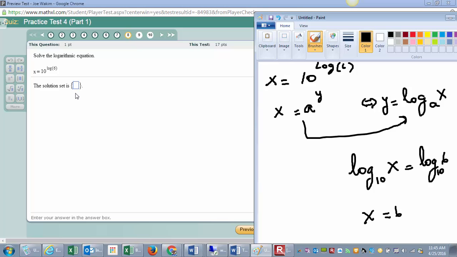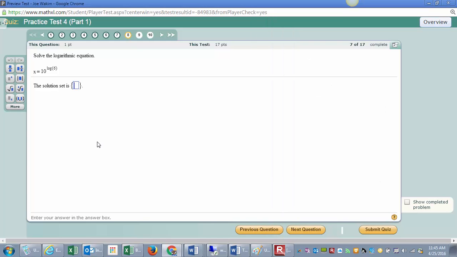So the solution set is, we have to put 6. The solution set is the set of elements, so we don't put x equals 6 because this is a set, and we're going to put only the element 6. So 6 is the answer. So 10 to the power log 6 is just 6. You can check this on your calculator.